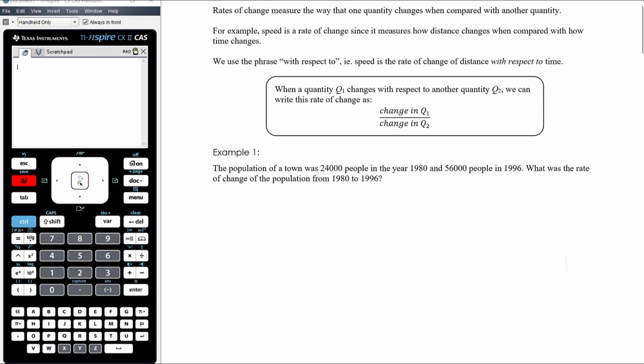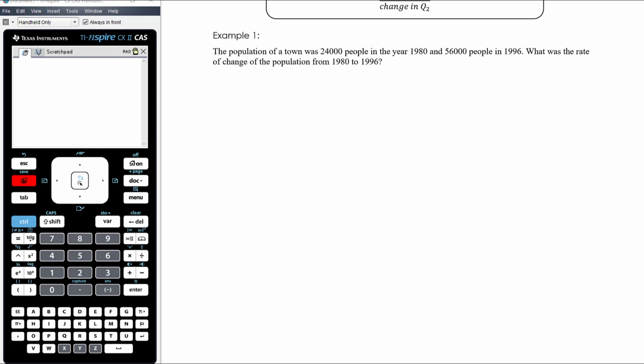Okay, so let's think about that for a very simple example. The population of a town was 24,000 people in the year 1980 and 56,000 people in 1996. What was the rate of change of the population from 1980 to 1996? Okay, so we want the rate of change of population. And technically it's population with respect to time, but when it's with respect to time, we tend to just call it a rate of change.